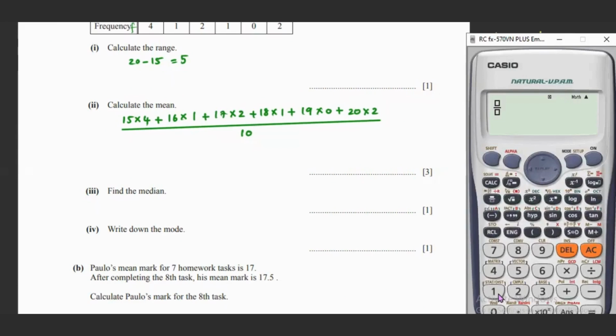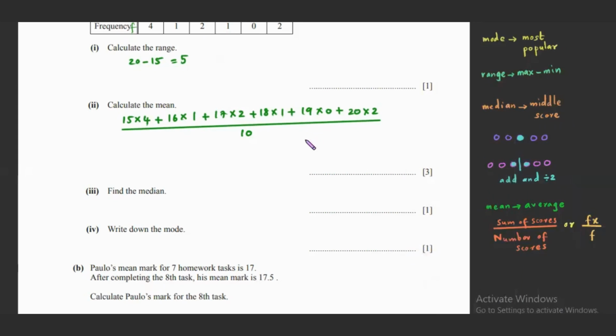So I'm going to put it in, which is 15 times 4. I need to add this with 16 times 1. Then I have 17 times 2. Then I've got 18 times 1. Then I have 19 times 0 next. Even if I do not write that, there's no problem, because it will anyway be 0. And then I have 20 times 2. And then in the denominator, I have a 10. So when I do that, I get the value as 16.8. This is the mean.